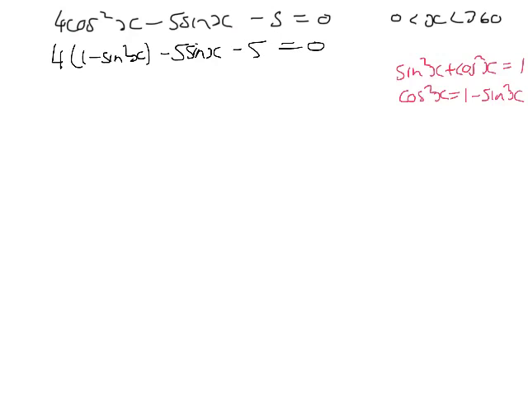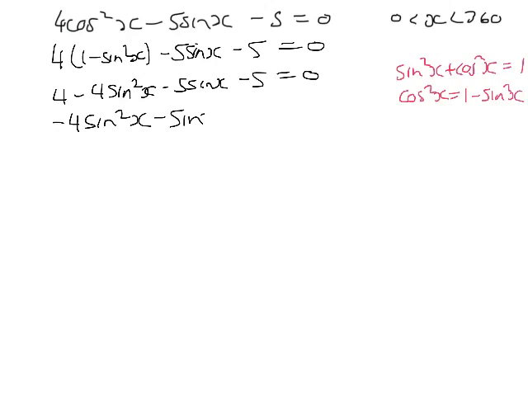minus 5 equals 0. And if we expand out this bracket, we get 4 minus 4 sine squared x minus 5 sine x minus 5 equals 0. And we can rewrite this as minus 4 sine squared x minus 5 sine x. Let's just tidy that up. So that was minus 4 sine squared x minus 5 sine x. And we've got 4 plus minus 5, so that is minus 1 is equal to 0.